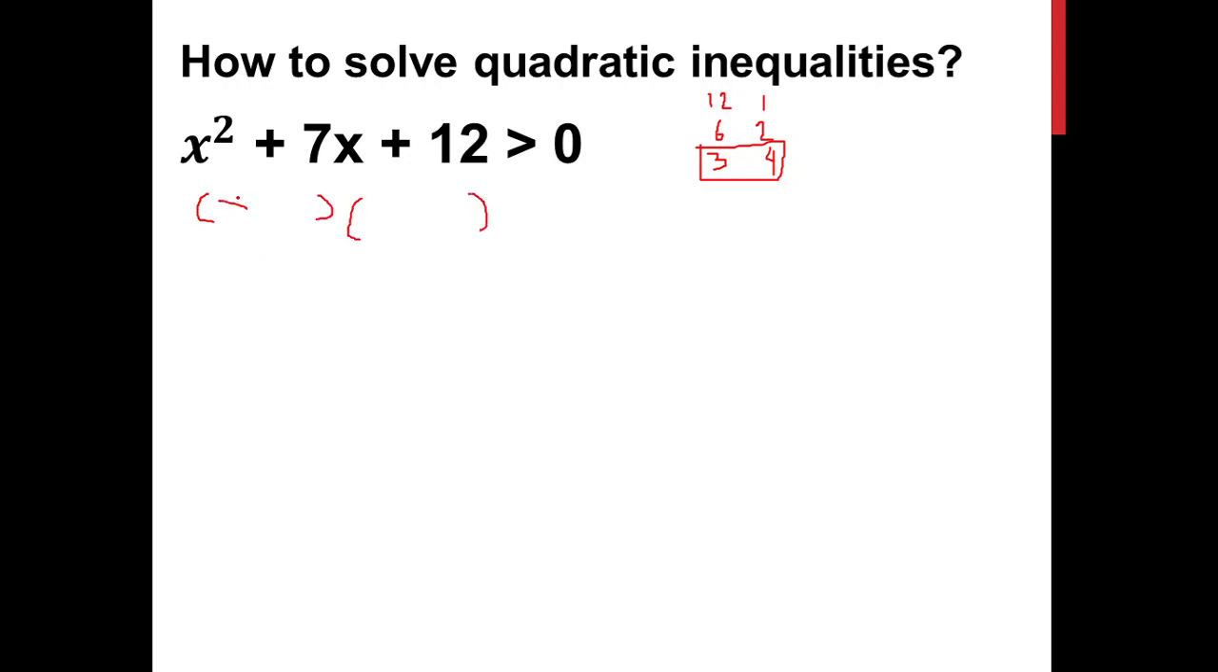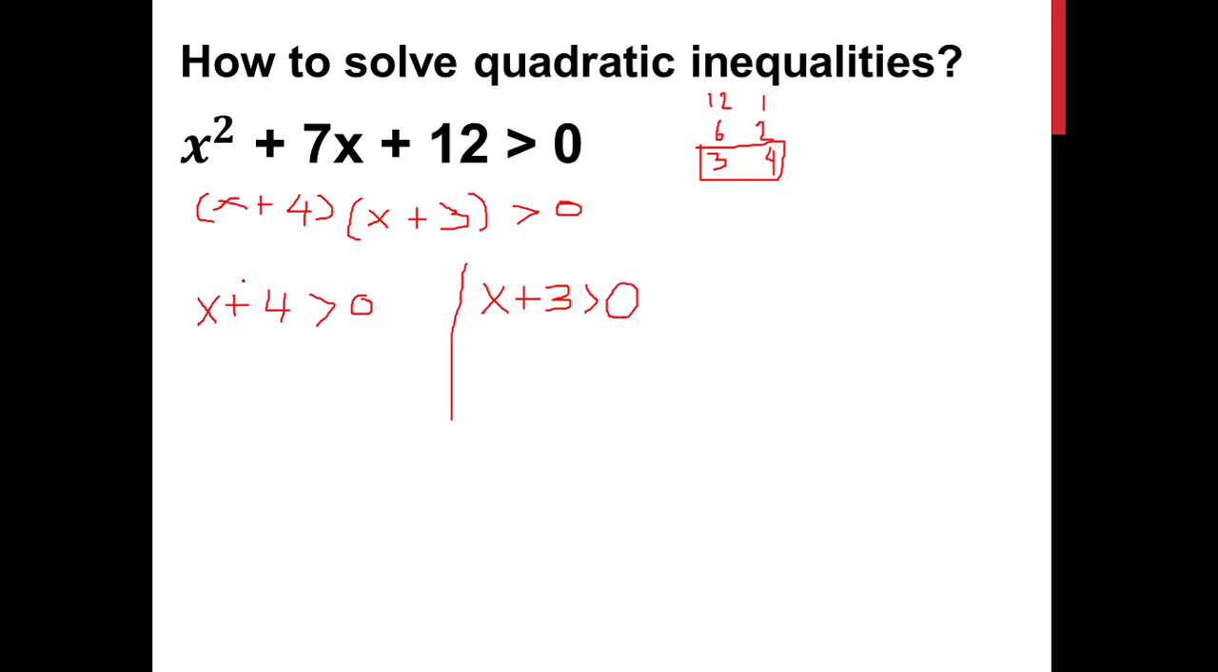So I have x plus 4, x plus 3 greater than 0. Then next, proceed to the zero product property. So I have x plus 4 greater than 0, and also I have x plus 3 greater than 0.